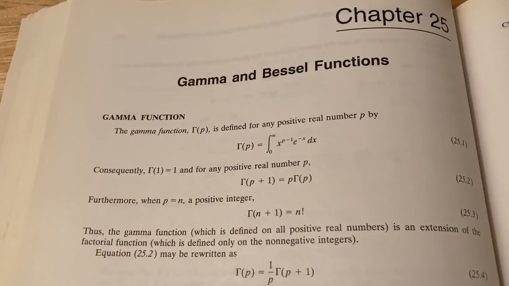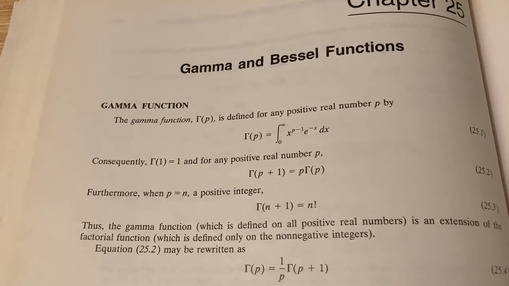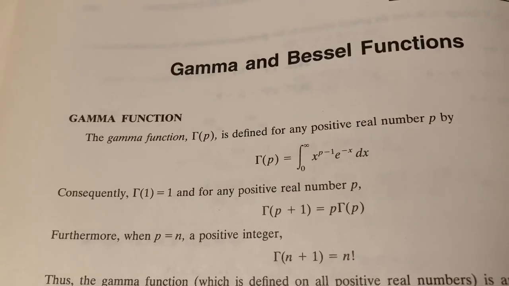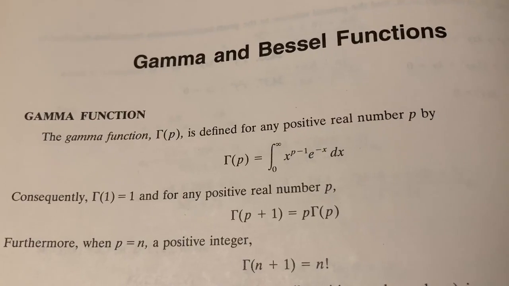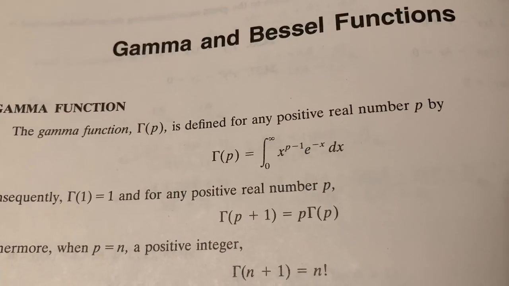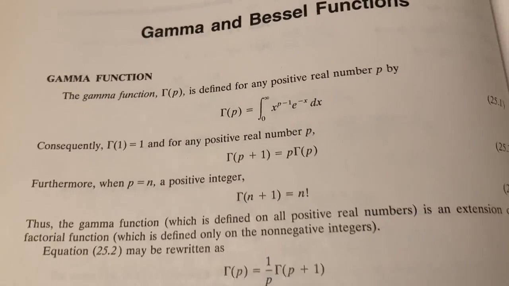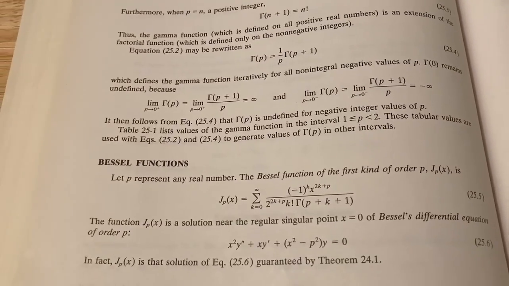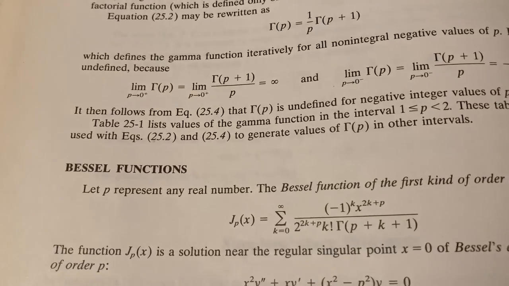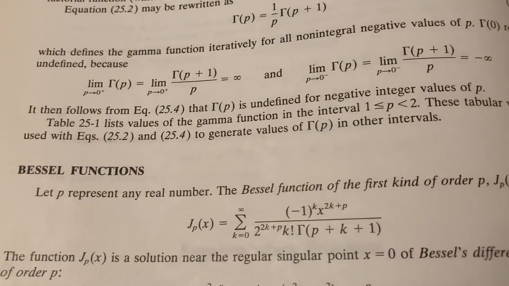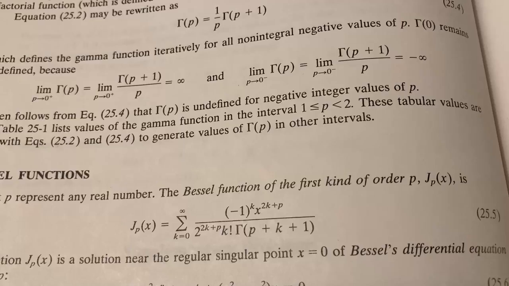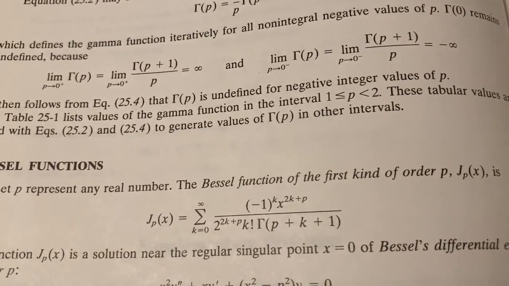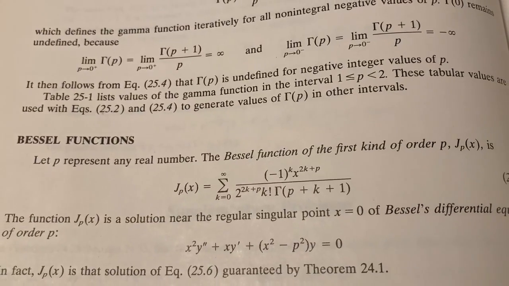Chapter 25 is on the gamma and Bessel functions, and here they define the gamma function, gamma of p, for any positive real number p by the following improper integral. And they go through and show some properties of the gamma function. Then they talk about Bessel functions. It says, let p represent any real number. The Bessel function of the first kind of order p, J sub p of x, is, and they give you this infinite series. Really cool.